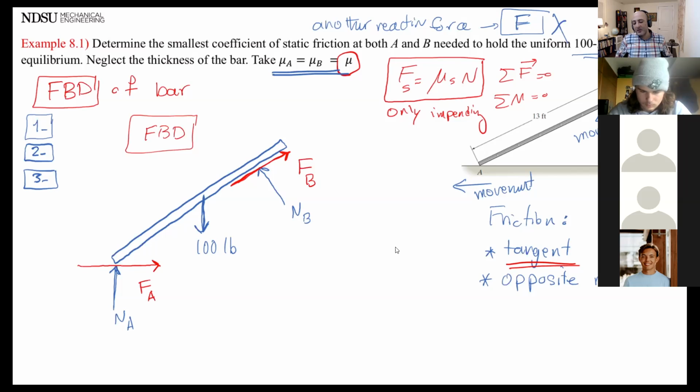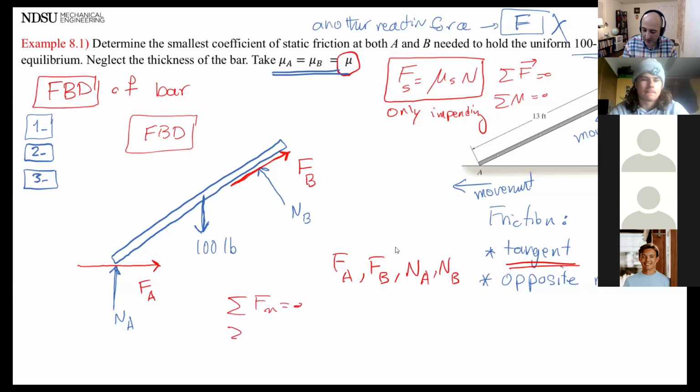How many unknowns do you have here in this free body diagram? 4. I have FA, I have FB, I have NA, and I have NB. How many equations do I have? Or 3. Okay, someone said 4, someone said 3. It can't be more than 3 for sure, because this is a rigid body. So we have these 3. What are the additional equations that I have?